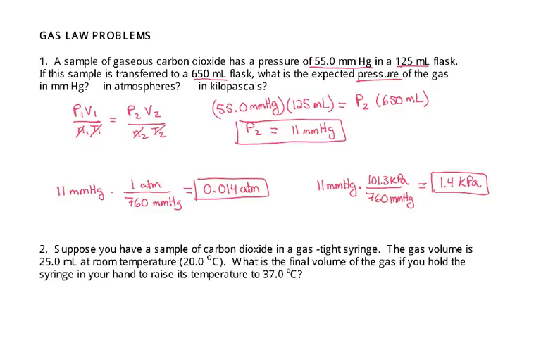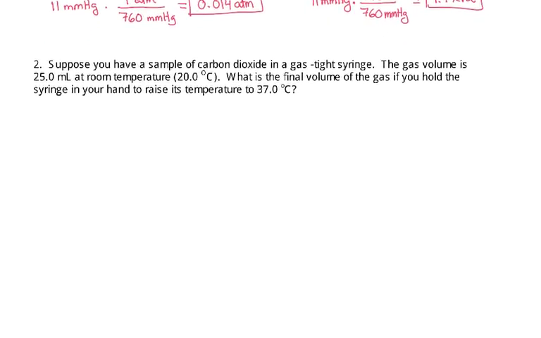We crossed out the amount and the temperature because they don't mention them here, but it is understood that they are constant. If they're the same number on both sides of the equation, you can cancel those out, which basically gives you Boyle's law at the end. So you just solve it, and then they wanted the answer in atmospheres and kilopascals as well. So let's look at number 2.